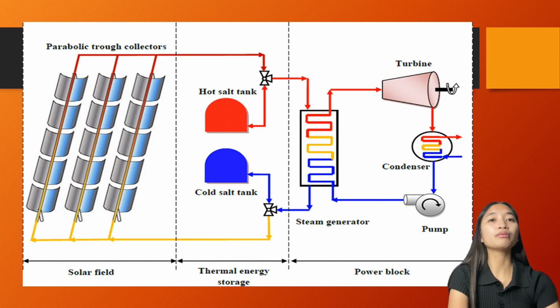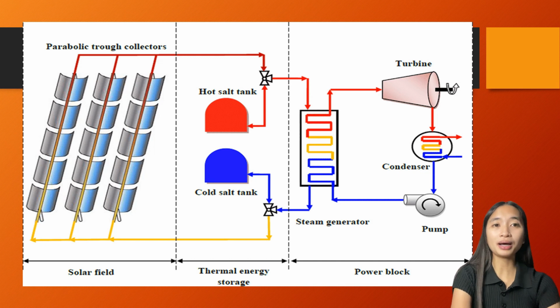Nagkokolekta ng energy yung mga mirrors na galing sa araw. Pag nakasagap na ang mga mirrors ng energy or sikat ng araw, ire-reflect niya ito ngayon sa mga tube. Dahil ang tube na to ay may mga laman, na ang tawag ay HTF. After that, ipapasa nito ang init sa tubig.